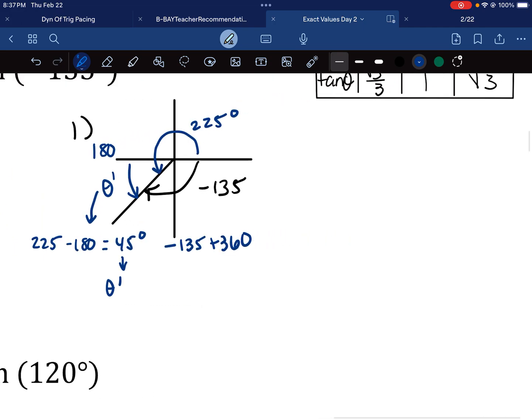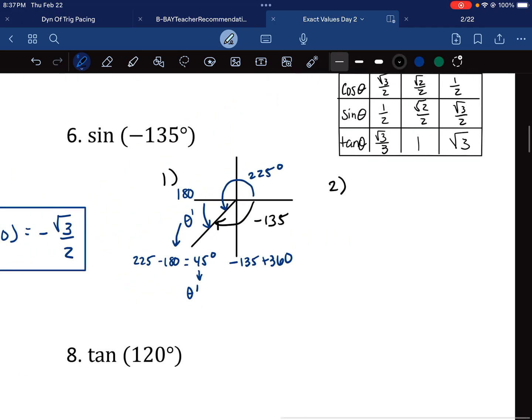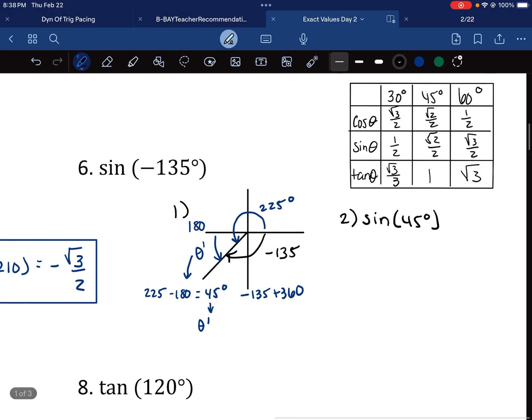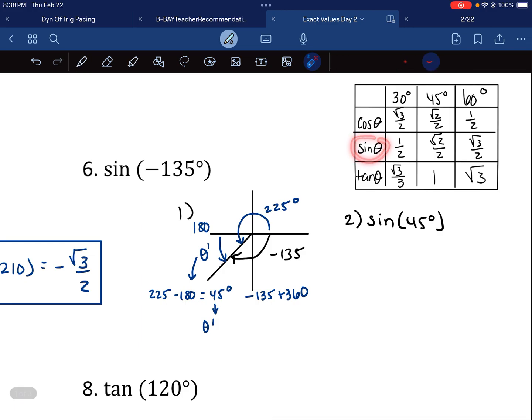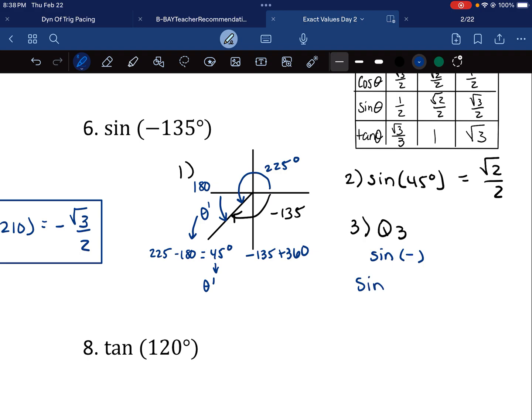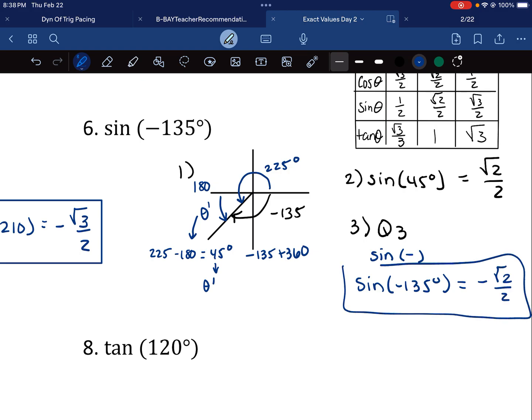Now I'm going to use that in my second step. Step 2 is sine 45 degrees. So once again, we go to our chart, we look at sine, we look at 45. This is radical 2 over 2. Since I'm in quadrant 3, and I know sine is negative in quadrant 3, this final answer is going to be sine of negative 135 degrees equals negative radical 2 over 2. All right, and that's your final answer.